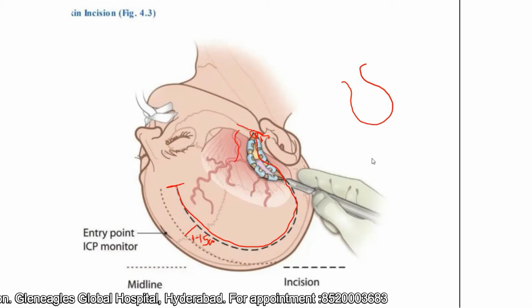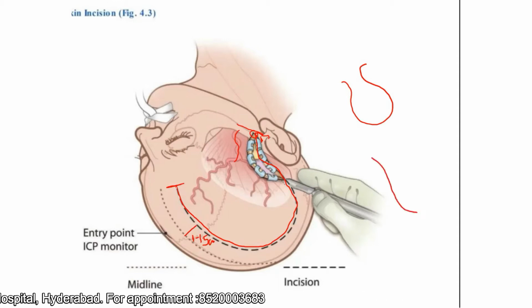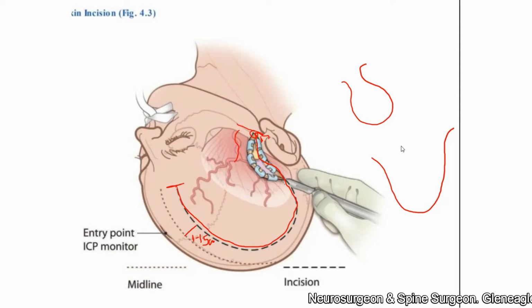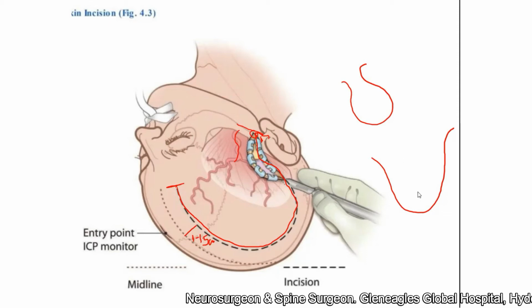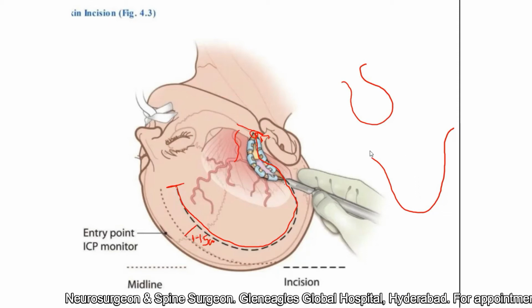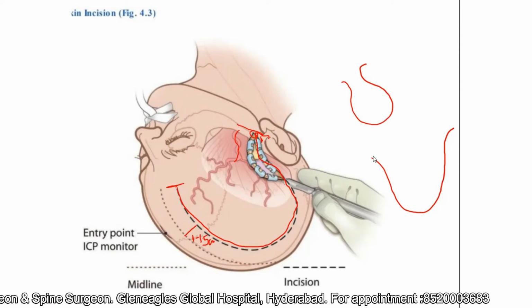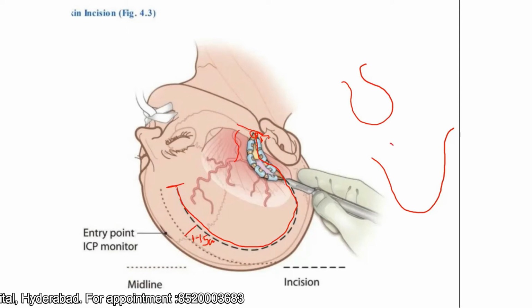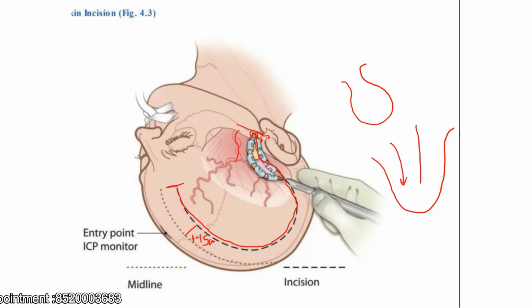So we try to make the base of the flap as wide as possible. If possible, we will try to ensure that the base of the flap is at least equal to the length of the flap, but that may not always be possible. But we try to keep the flap as wide as possible. This ensures that there is sufficient vascularity reaching the flap so that there is no necrosis.